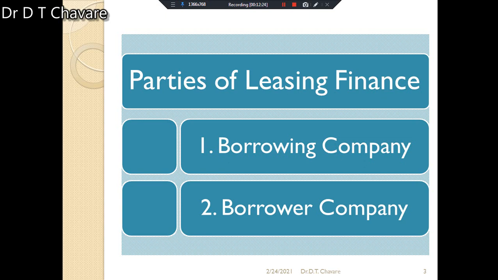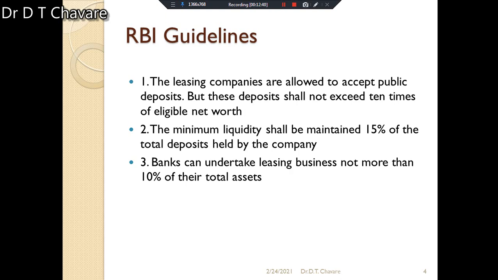Now, the leasing companies are performing well at the state and national level also. Try to understand, now we have to understand what guidelines are provided by the RBI, and we have to study those guidelines. Without understanding such guidelines, the study of leasing finance will be useless. That's why we have to study the guidelines provided by the Reserve Bank of India here.